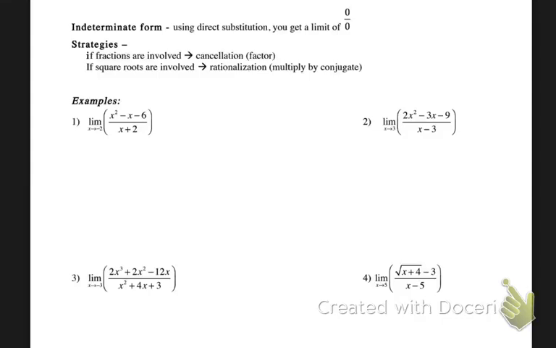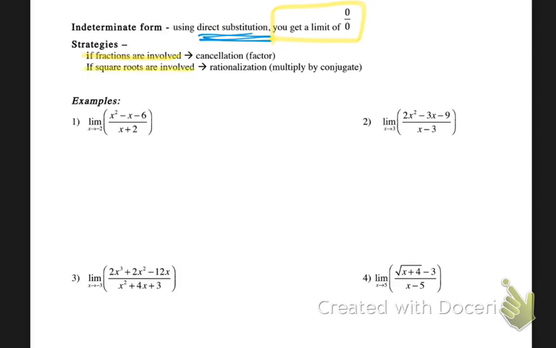These are our 12.3 day one notes. We're going to talk about an indeterminate form of a limit. What you need to know about indeterminate form is that after you use direct substitution, you end up getting 0 over 0. When that happens, we need to dig a little deeper and actually figure out what's going on here. There are two different strategies, depending on whether fractions or square roots are involved.